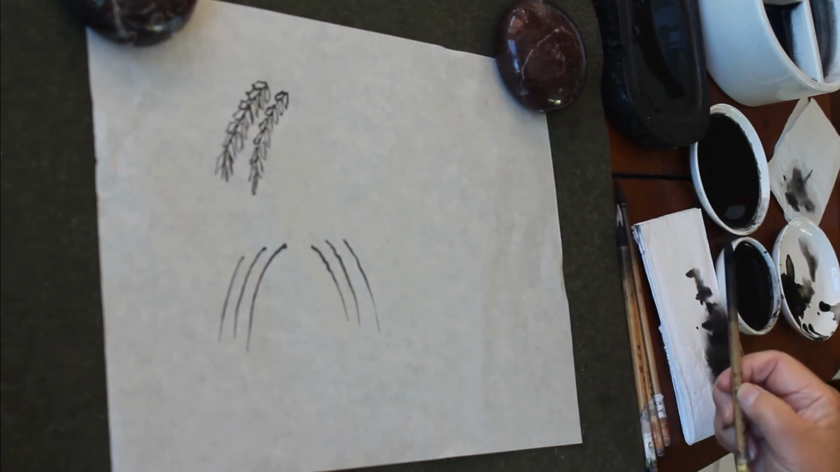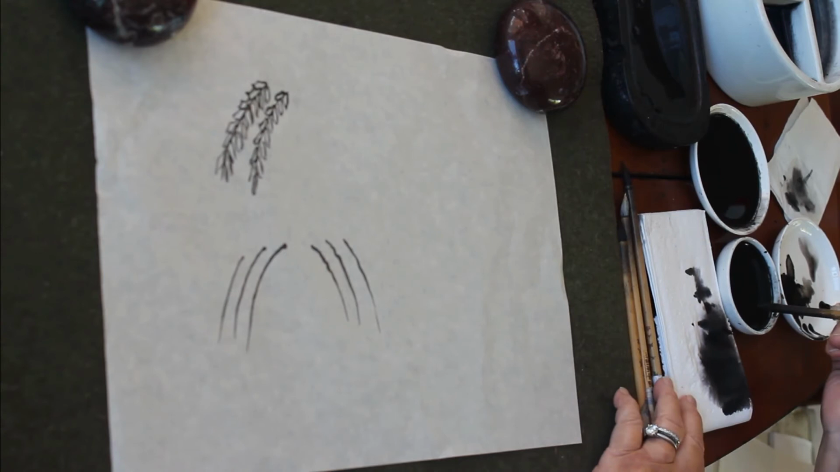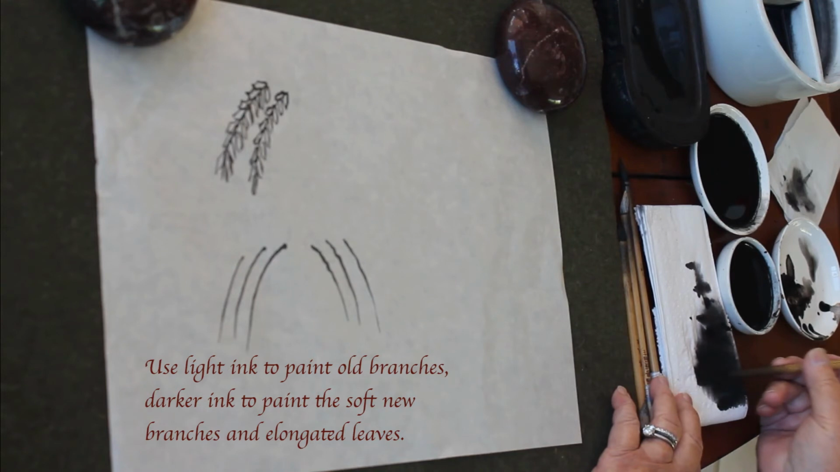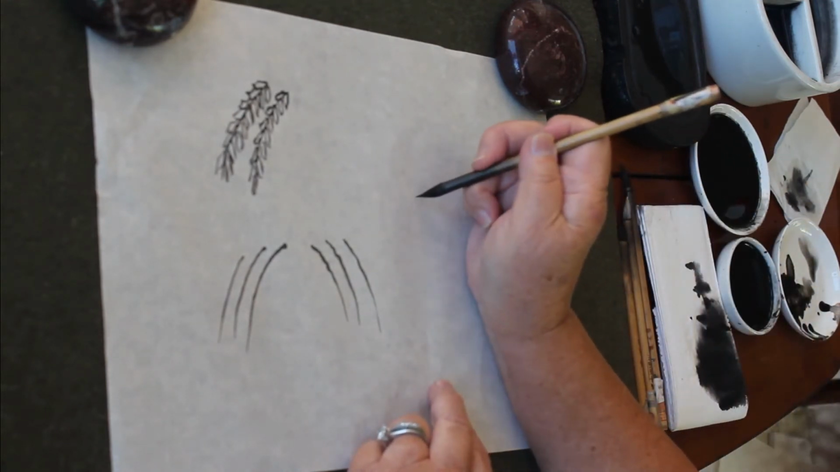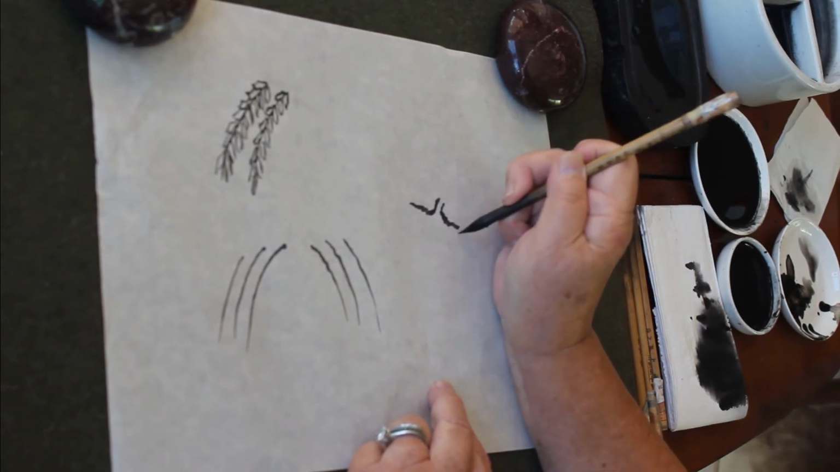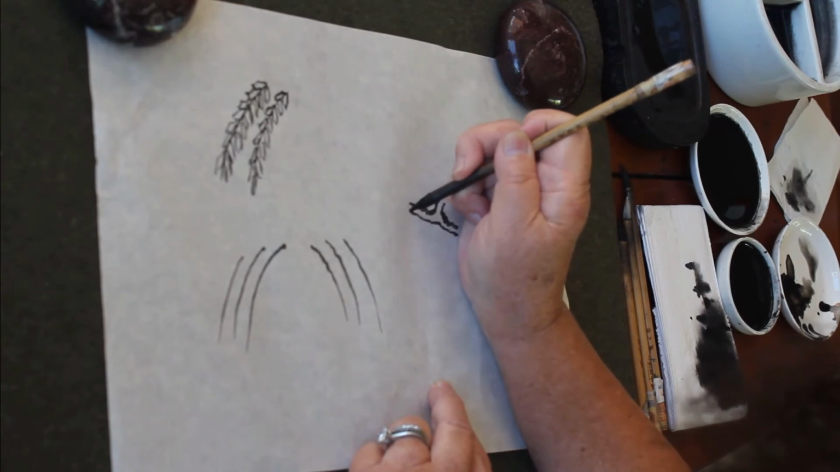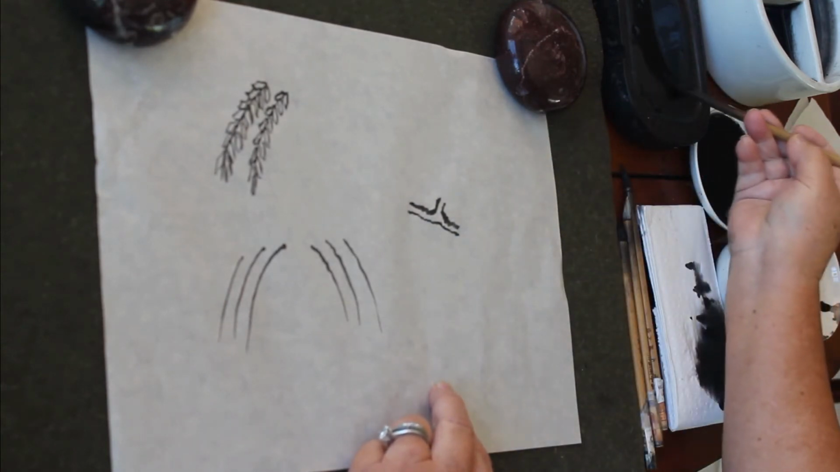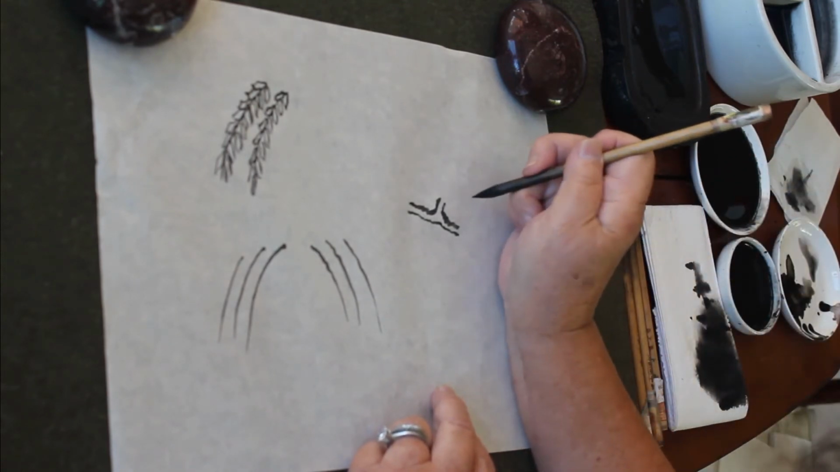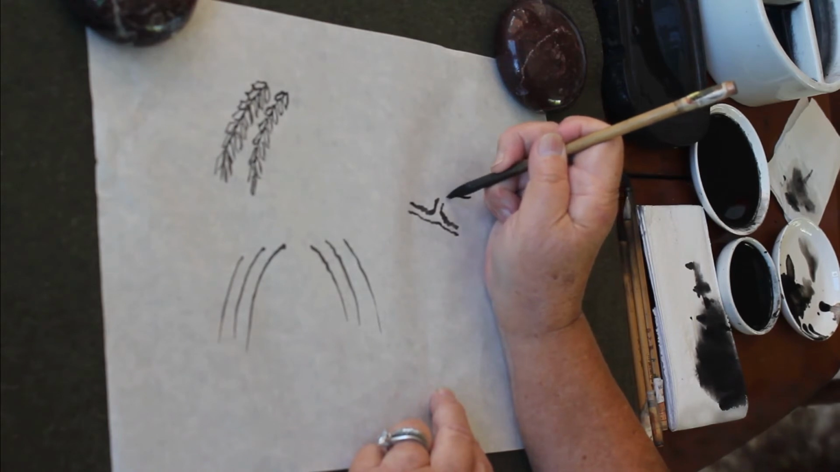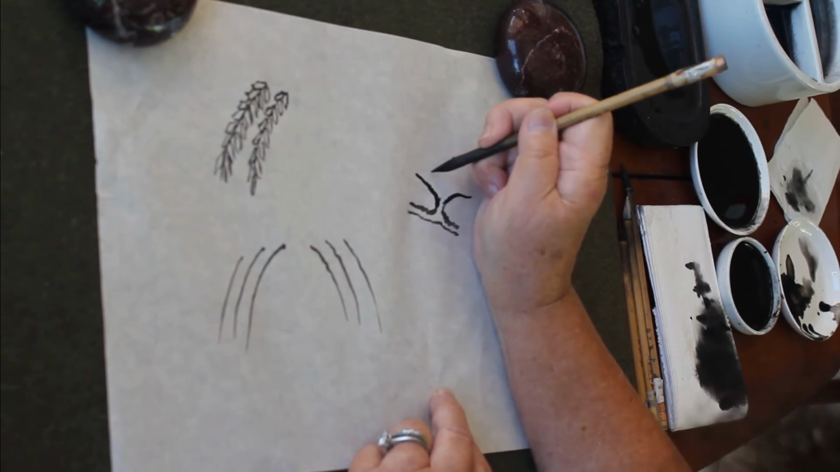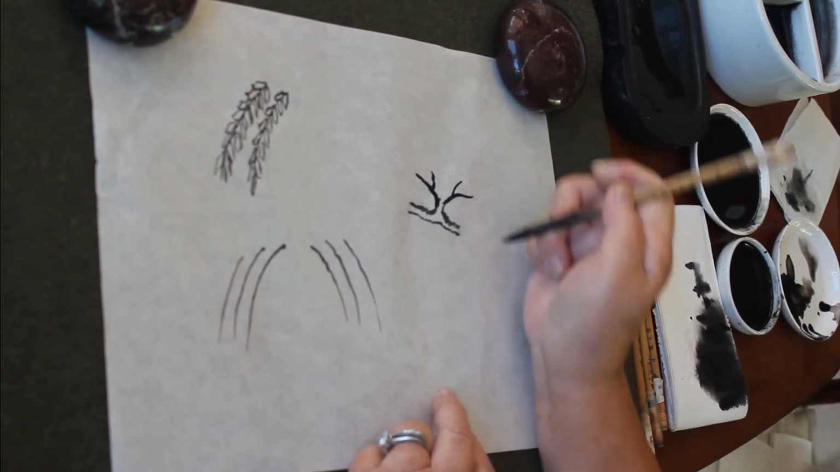Then same thing, we have the older branches. So suppose this is an old branch, and I told you before, the branch is a kind of soft branch, so they always bend. They always bend.